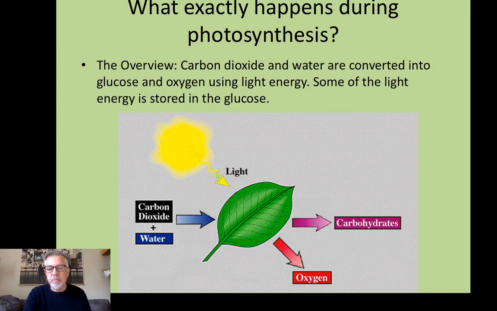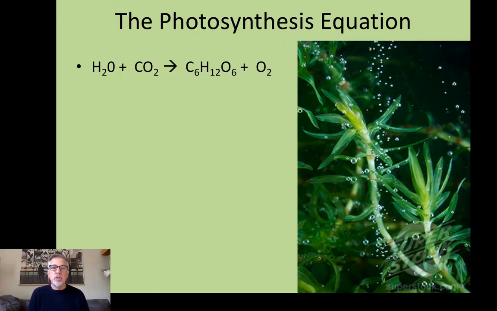Well, the overview picture that we have is that carbon dioxide and water are converted into glucose and oxygen using light energy. And some of the light energy that hits the plant is stored in the chemical compound called glucose. The overall chemical equation for photosynthesis is water plus carbon dioxide is transformed into glucose plus oxygen.